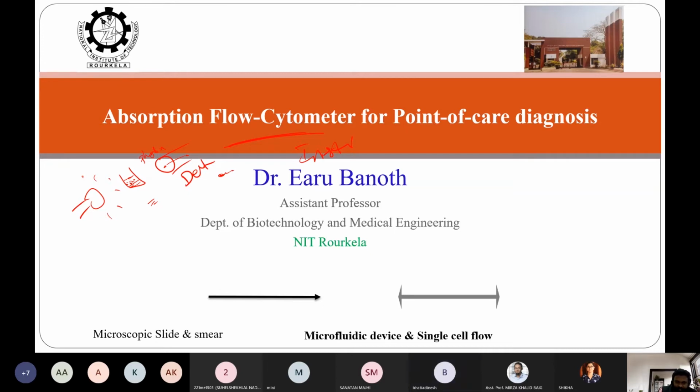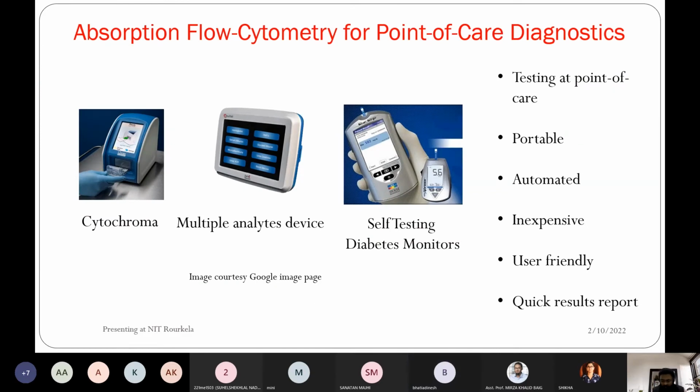Before going to the talk, I would like to stress something small. Absorption flow cytometer for point of care diagnostics, but why do we need to go for this? What are the advantages we have with point of care devices?